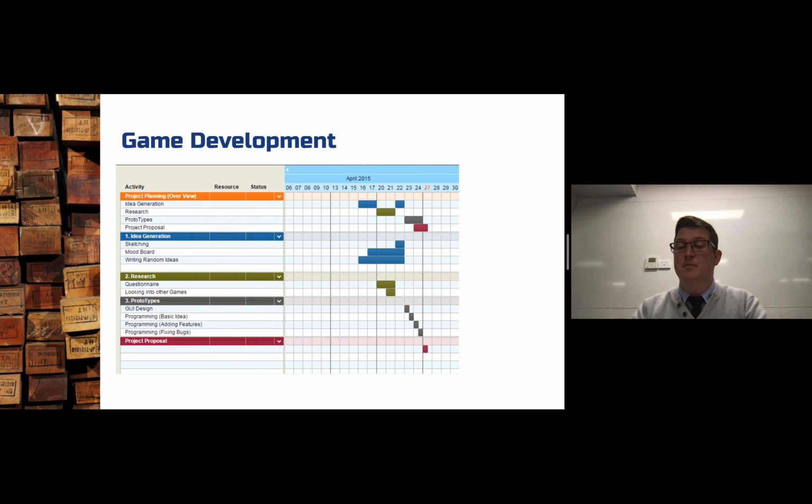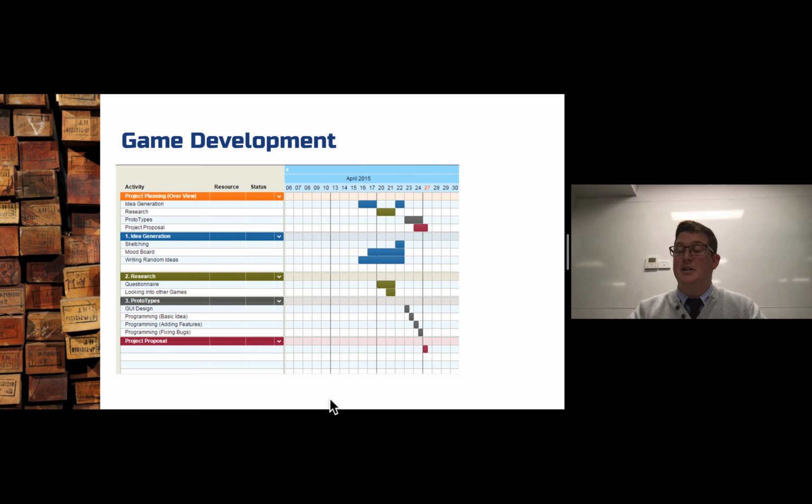Here's an example of some game development. If you were making a new Fortnite game or a new Angry Birds game or Flappy Golf, whatever game it might be, you would have a bit of a timeline as well to help you work out what parts of the project need to be done at different times. This could be sketching your ideas, your prototypes, coming up with your mood boards, doing some research, doing some prototyping, practicing with the programming and the design.